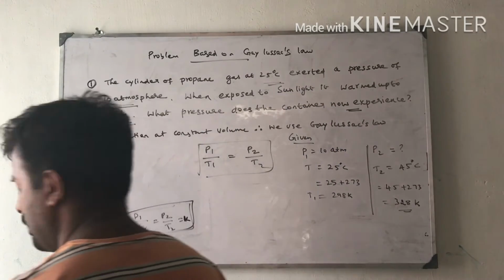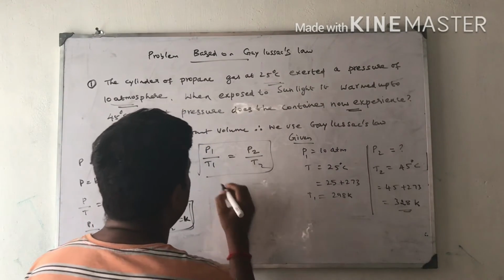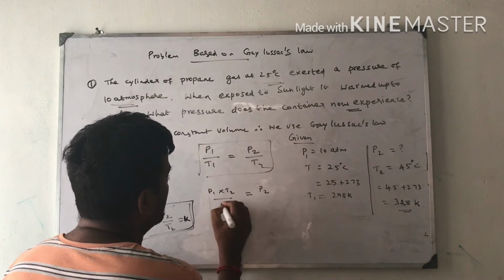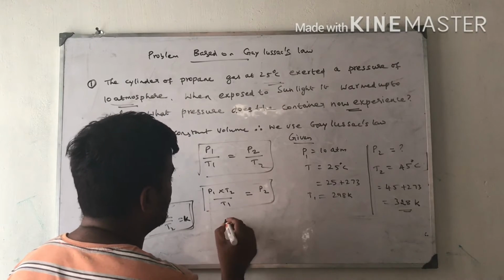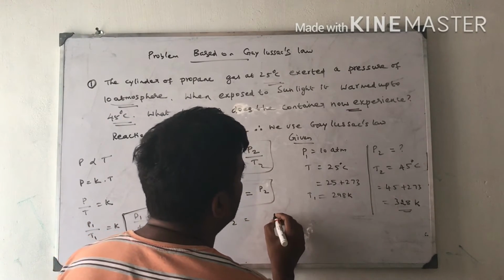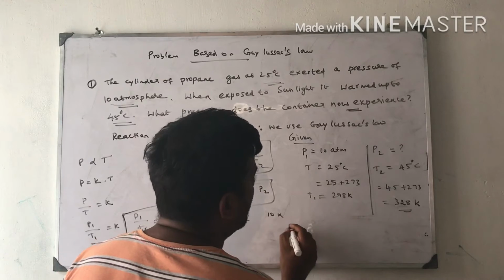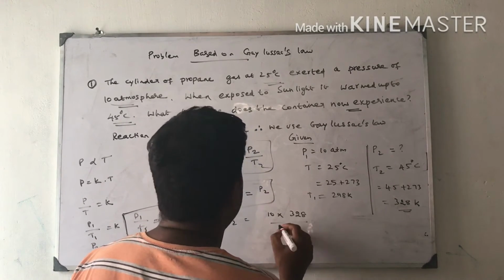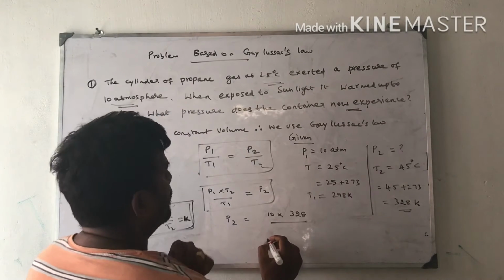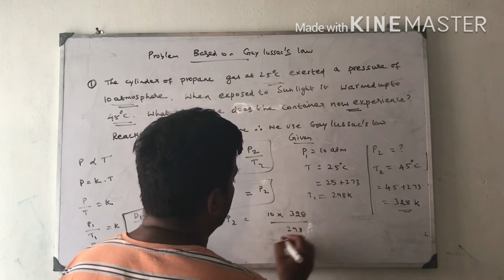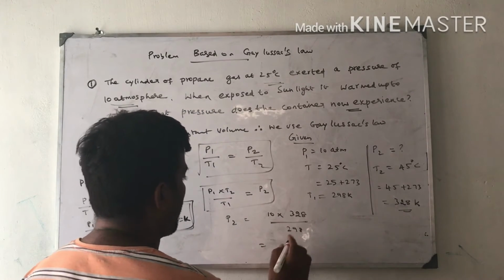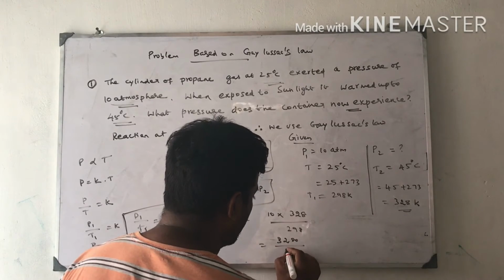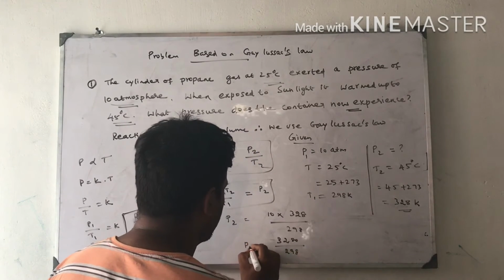First you have to adjust the formula. We want P2. So P2 is equal to P1 T2 by T1. This is the formula. So P2 is equal to, substitute the value of P1. What is the P value? Then what is the value of T2? 328 divided by, what's the value given for T1? 298. So multiply all these things: 3280 divided by 298.